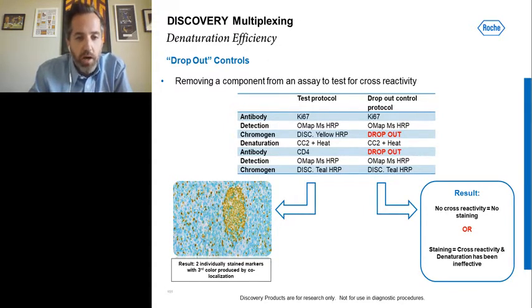So here, by performing a dropout control on the second protocol, by taking away the two chromogens, or taking away the first chromogen and then the second primary, if we see no cross-reactivity, we should see no staining. If we see any staining at all, then that's telling us that cross-reactivity is taking place, because we shouldn't be able to see any cross-reactivity if the denaturation has been effective.